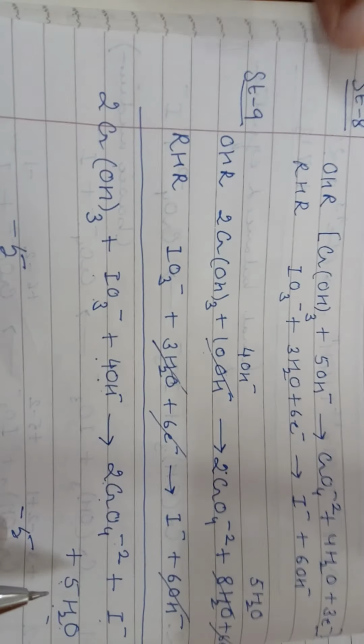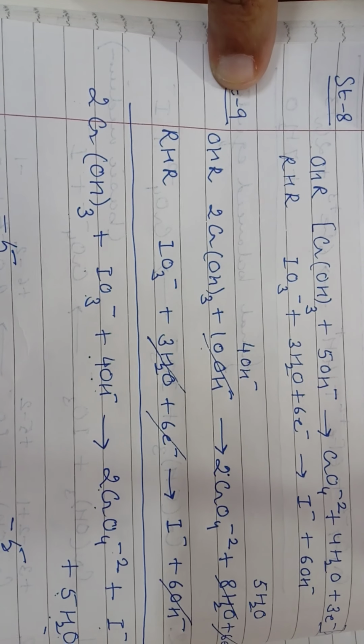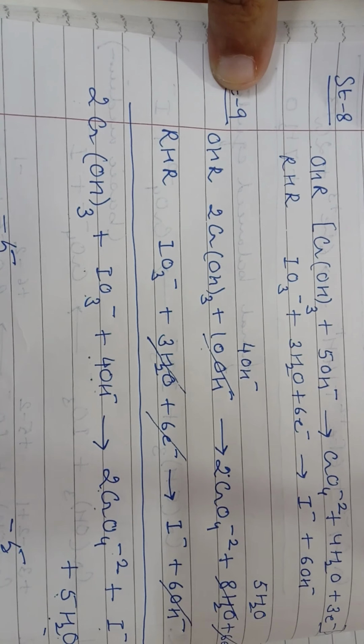So with this the chapter gets over. I will give you some equations. I will post them on the group so that you can practice those equations by the ion electron method and by the oxidation number method. The chapter gets over. Next time we will start the chapter hydrogen. Keep practicing the questions and keep asking your queries. Thank you.